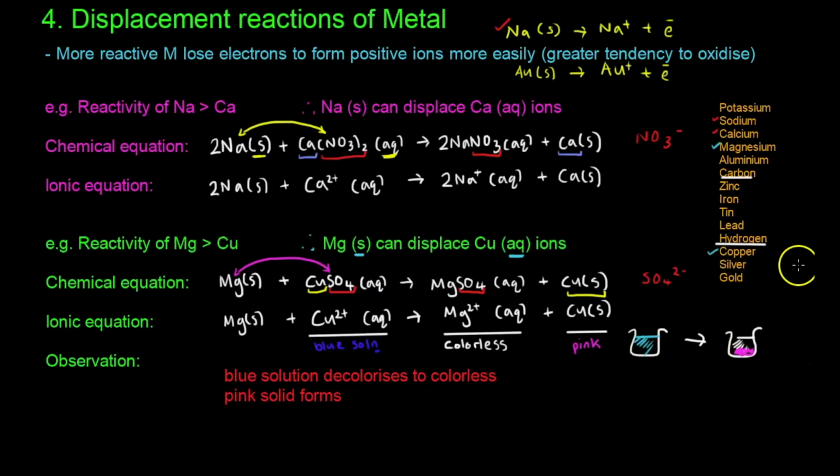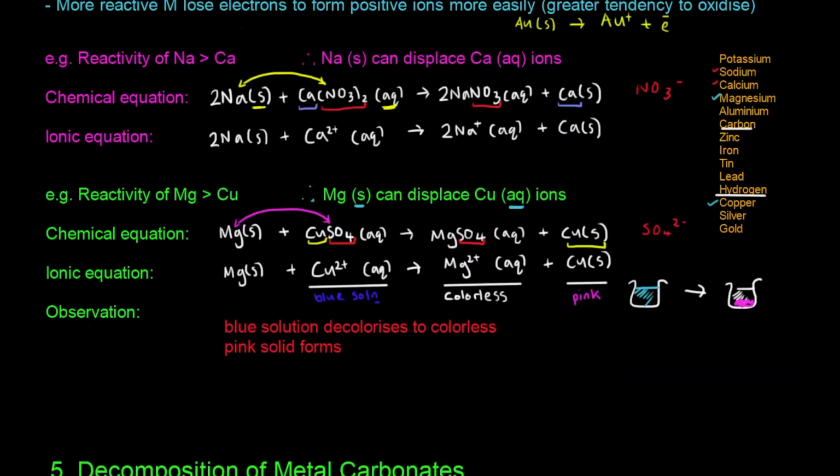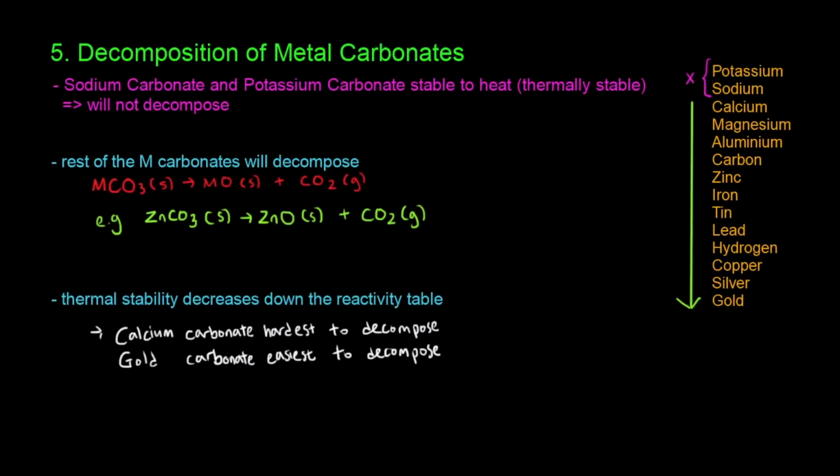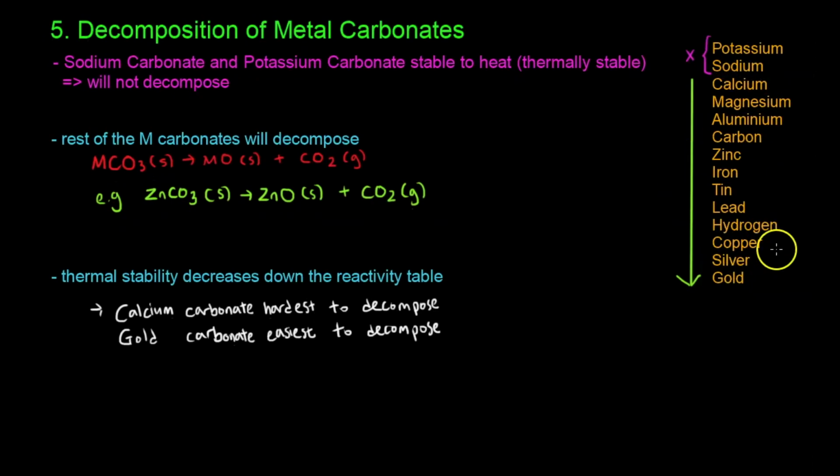Let's move on to the final part of this chapter, which is the decomposition of metal carbonates. So basically, I'm still using this table. This whole chapter just revolves around this reactivity series. I can exclude the first two immediately because sodium carbonate and potassium carbonate are very stable to heat. They will not decompose.